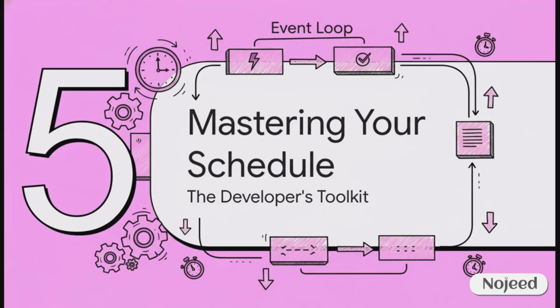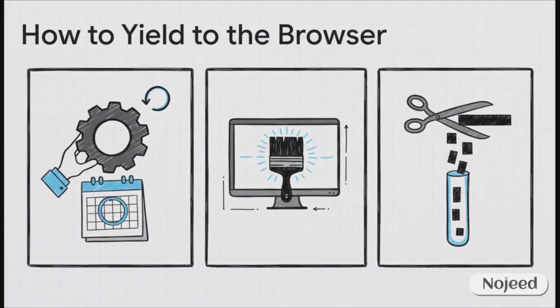All right, enough with the doom and gloom. Let's talk about solutions. Because once you understand these rules and you know the dangers, you can start being a master scheduler. You can actually use the event loop to your advantage to build buttery smooth apps. Here's your toolkit. The most important skill you can learn is how to yield.